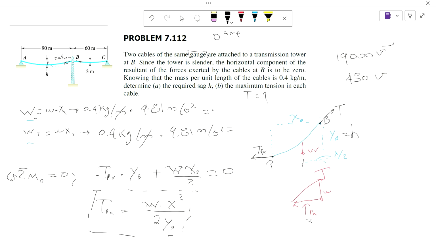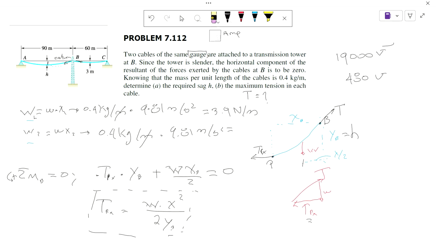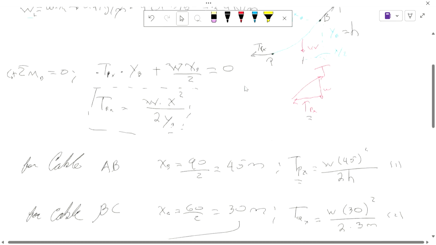So that is the distributed load, 3.9 newtons per meter. And the other one is 0.4, well, the other one is going to be the same case. Excellent. So we don't need to do this part anymore, because it's going to be the same distributed load, and then we multiply with the meters here. So 3.9 newtons per meter.